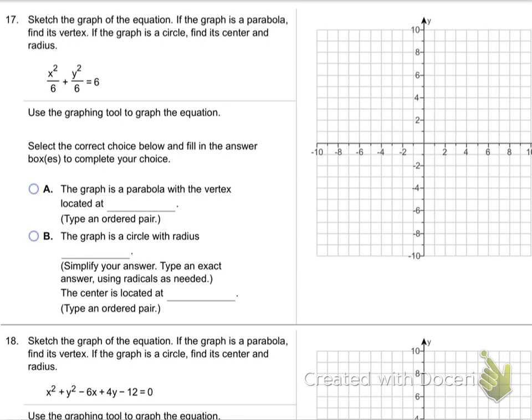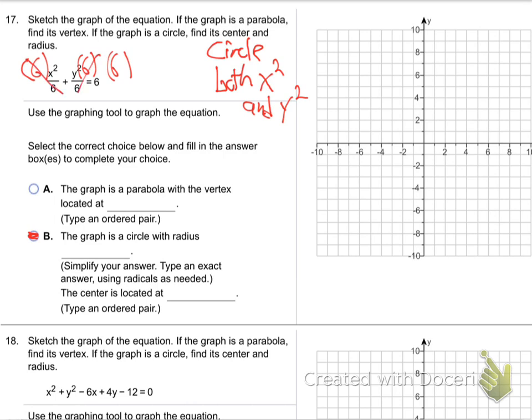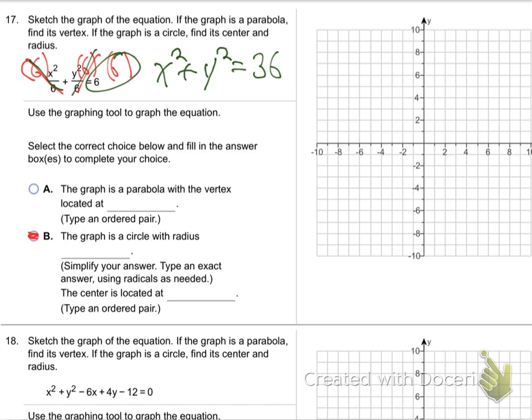First off, this one's going to be a circle because we have both x squared and y squared. Now, before we go any further, we've got to get rid of these fractions. So multiply by 6, multiply by 6, multiply by 6, cancel, cancel. And so when we do that, we get x squared plus y squared is 36, right? 6 times 6. These other 6's canceled, but the ones on the right multiply because there's no denominator to cancel them out. So there's our equation.